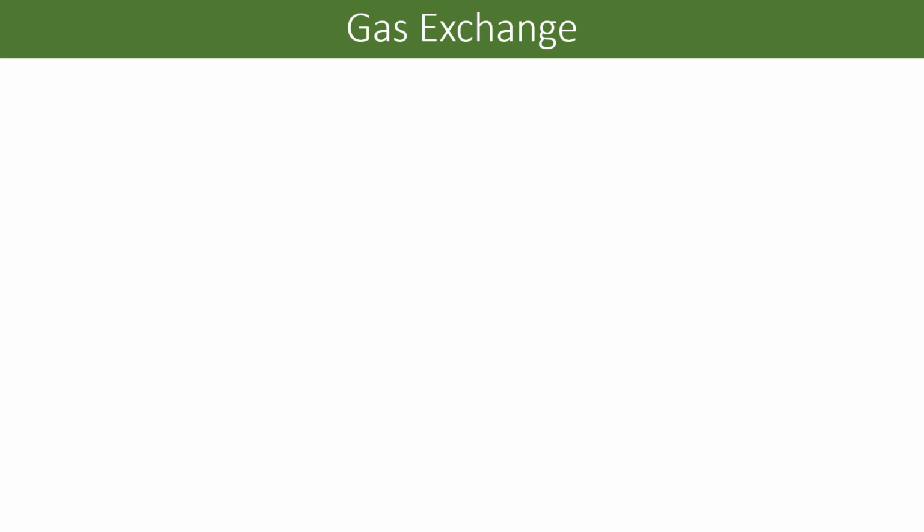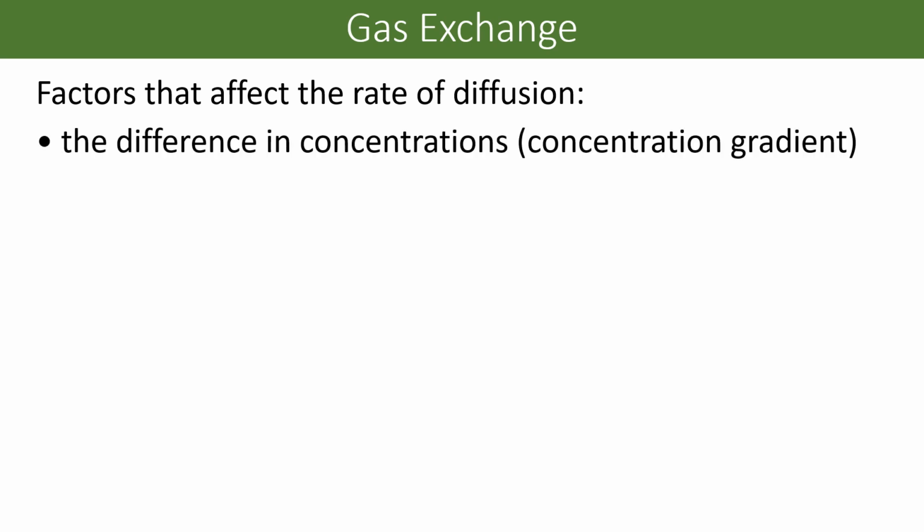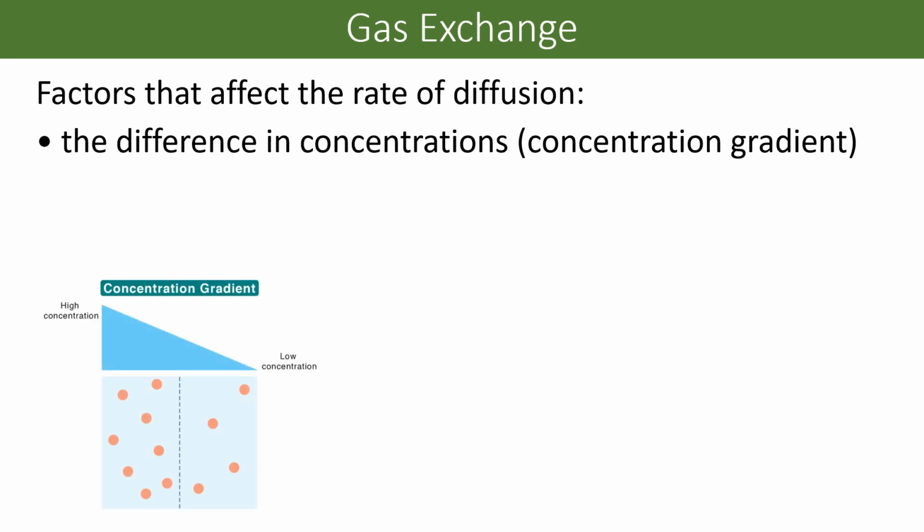Now, to understand this, we need to understand that diffusion can be affected by a number of factors. First one being the difference in concentrations. We call this the concentration gradient. If there's a really steep concentration gradient, that would mean that there is a big difference in concentration between two regions, and our rate of diffusion would be much greater. Remember, diffusion is a passive process, and that means it does not require any energy.